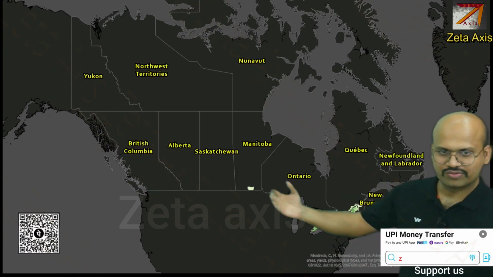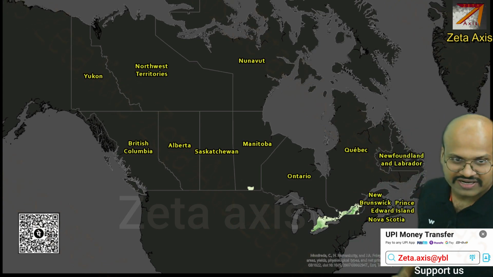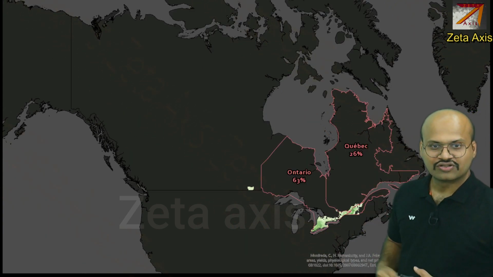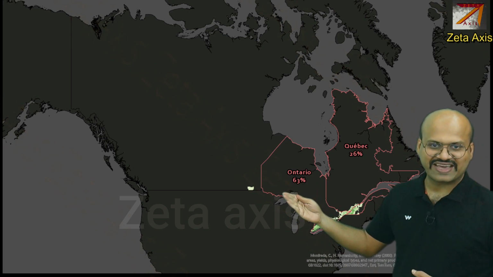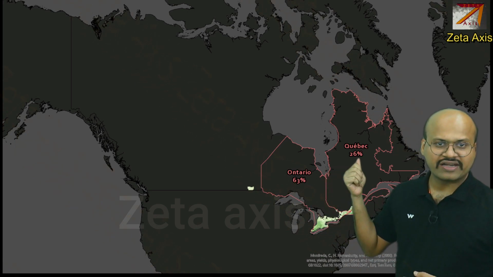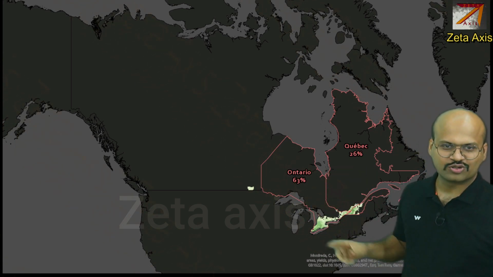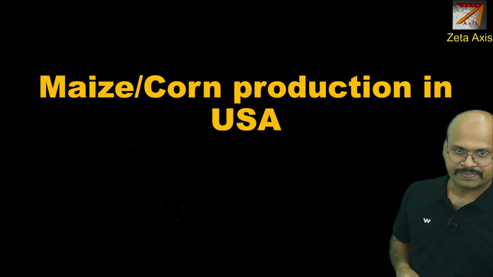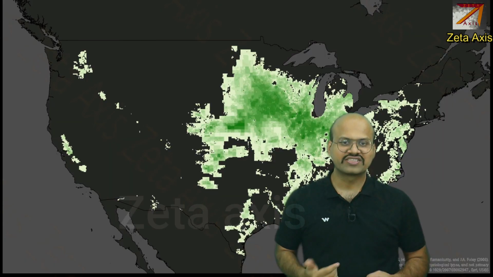Here we can see the distribution across states, and we will notice that it is mainly Ontario and Quebec where the production occurs. So 63% of corn production in Canada is from Ontario and 26% is from Quebec. So these two states, they produce significant amount of corn in Canada. Now let's see corn production in United States of America.